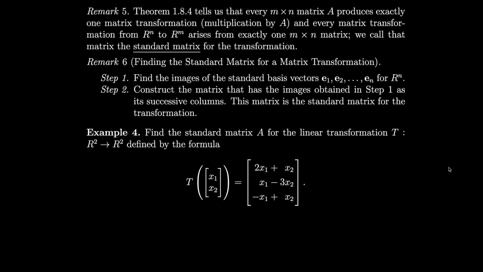Theorem 1.8.4 tells us that every m by n matrix A produces exactly one matrix transformation, multiplication by A, and every matrix transformation from Rn to Rm arises from exactly one m by n matrix. We call that matrix the standard matrix for the transformation. There are just two steps in defining the standard matrix. First, find the images of the standard basis vectors e1, e2 through en, similar to our proof. Then construct the matrix that has the images obtained in step 1 as its successive columns. This matrix is the standard matrix of the transformation.